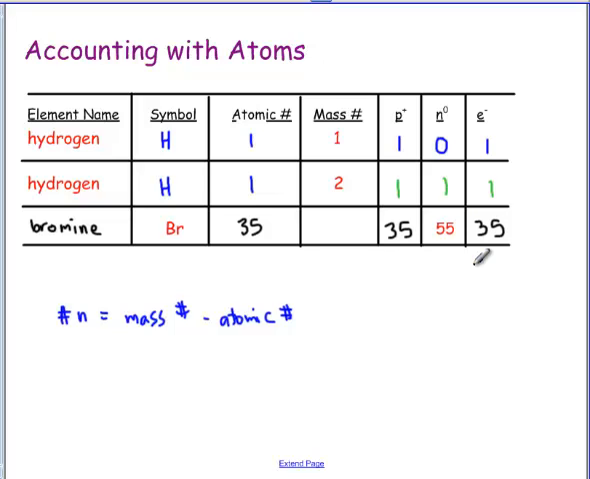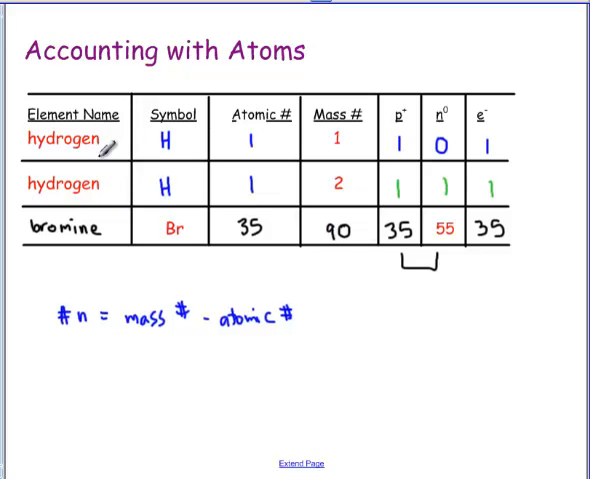And now in order to find the mass number, I need to add up the protons and the neutrons. So I add up these two columns. So 35 plus 55 would give me a mass number of 90. Notice that in a chart that asks for a mass number, an atomic number, and the number of particles that are within the atom, that there are no decimals.